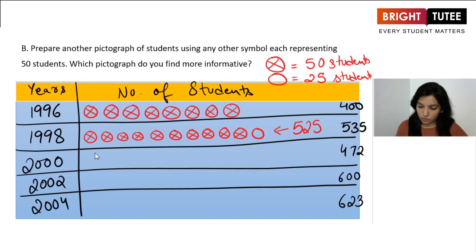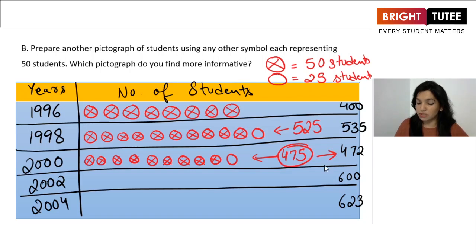So let us first draw 400. So it is 100, 200, 300, 400. So 1, 2, 3, 4, 1, 2, 3, 4. So it's 400. Now 450, I've drawn one. Now I need, because if I draw this single one, it means 25 more. So this is basically representing 475. Do you see this one is very much closer to 472, right? So this is much more accurate.